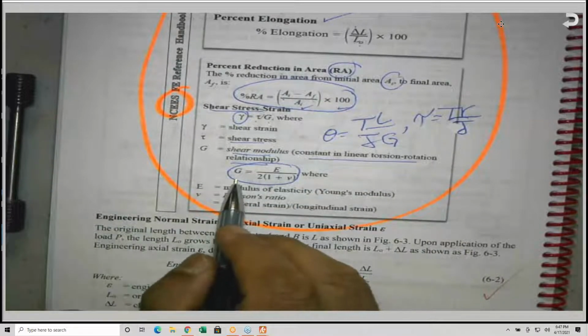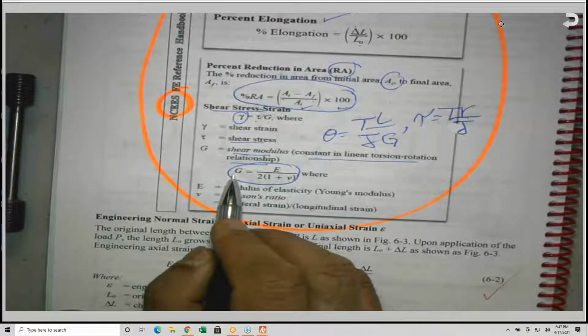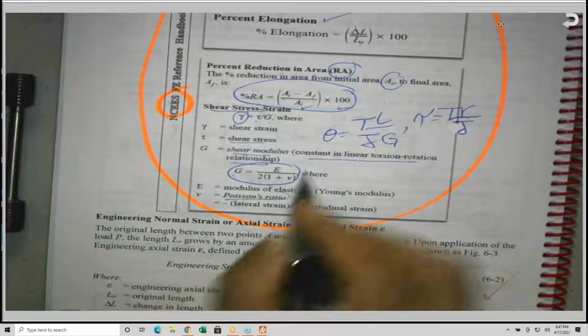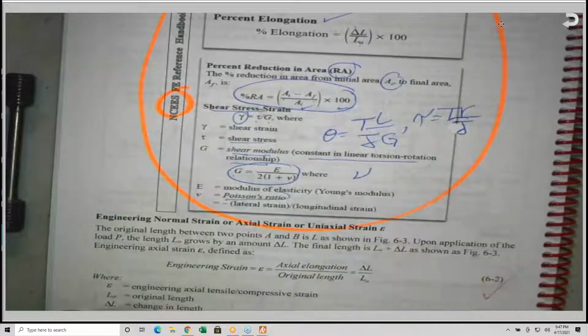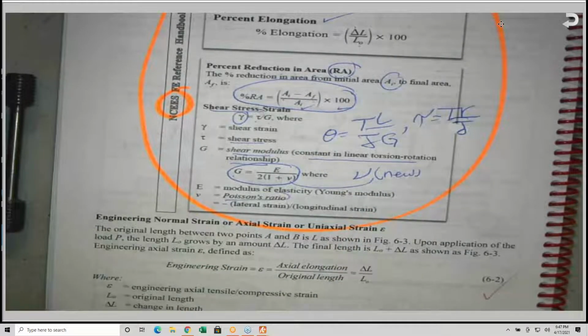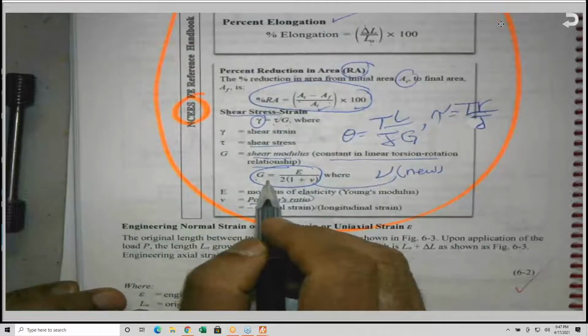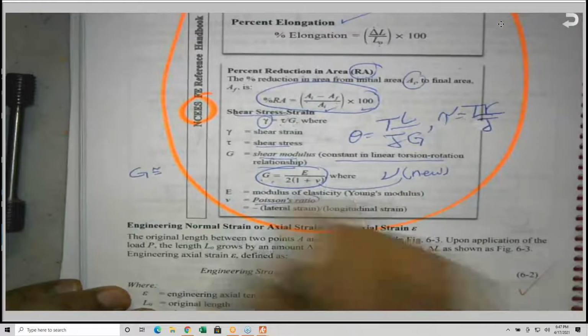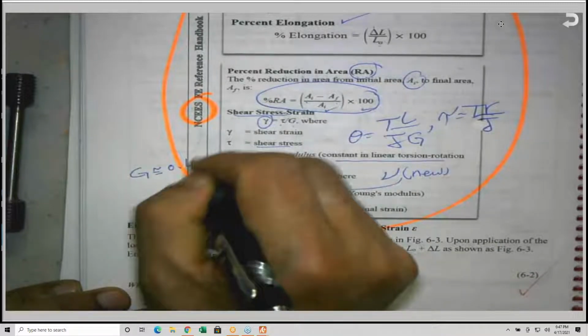This is correlating the shear modulus G to the modulus of elasticity and Poisson's ratio. This Greek letter is called nu. If you'd like to remember it, here it is, nu. Okay? Poisson's ratio. And by the way, you'll find G is about 40% of E.